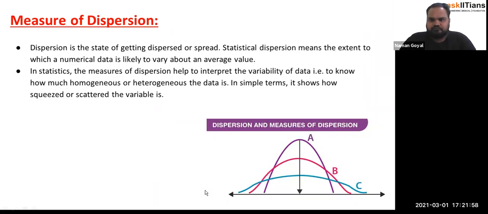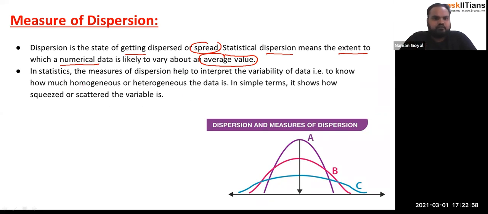Measure of dispersion. What is the meaning of measure of dispersion? If you read the definition, dispersion is a state of getting dispersed or spread. Statistically, dispersion means the extent to which numerical data is likely to vary about an average value. So with respect to that average value, how much will our numerical values be dispersed.